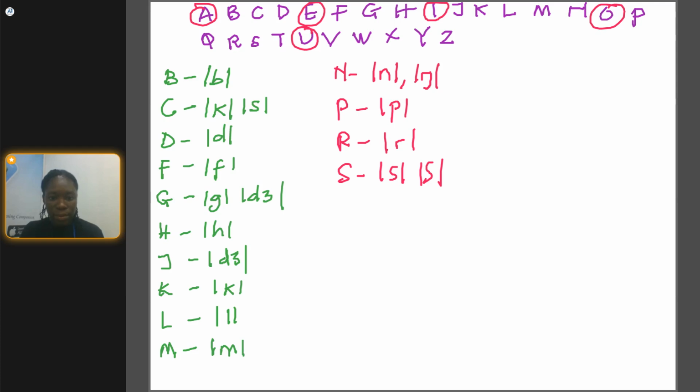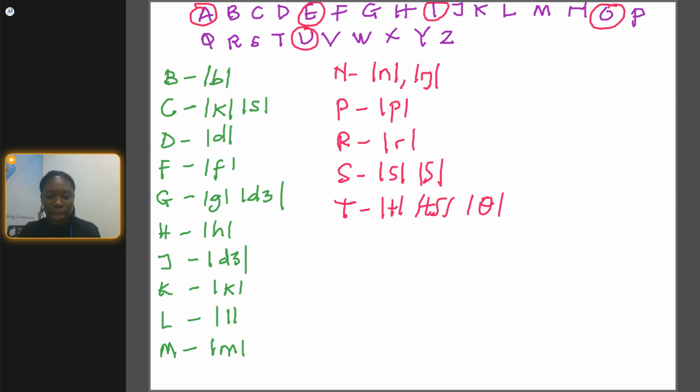Letter T gives us the t sound and the ch sound. S gives us the sh sound. T gives us t and ch. Then we also have the th sound. So T is giving us t, ch, and th.